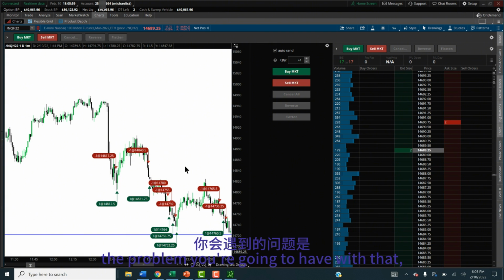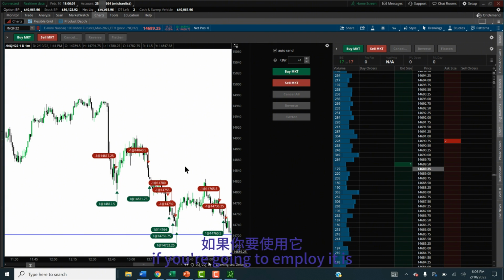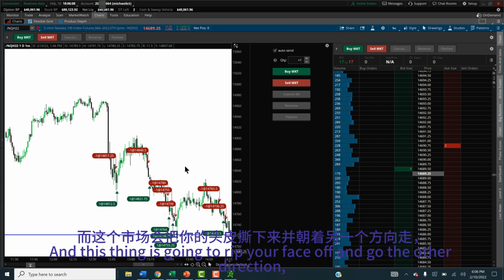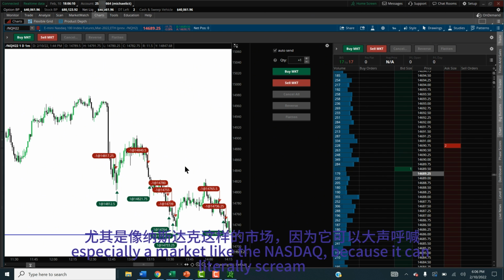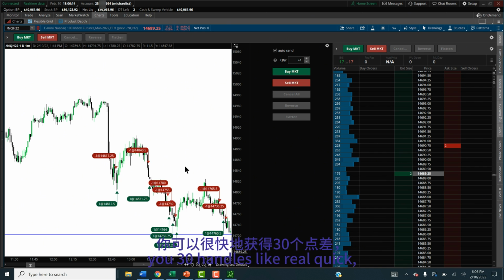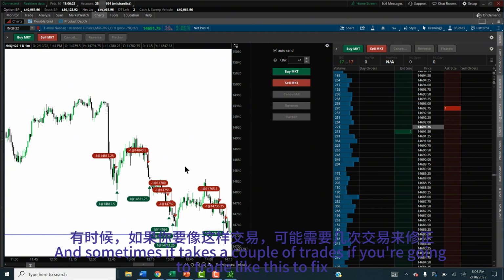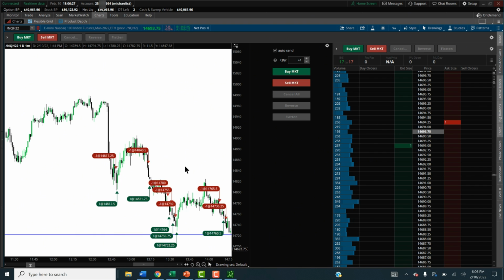Now, the problem you're going to have with that, if you're going to employ it, is sooner or later, you're going to get in a short, and this thing is going to rip your face off and go the other direction, especially a market like the NASDAQ, because it can literally scream 30 handles like real quick, which is fun when you're on side, but when you're off side, it hurts. You got to fix that. And sometimes it takes a couple trades if you're going to trade like this to fix it, but it's doable.